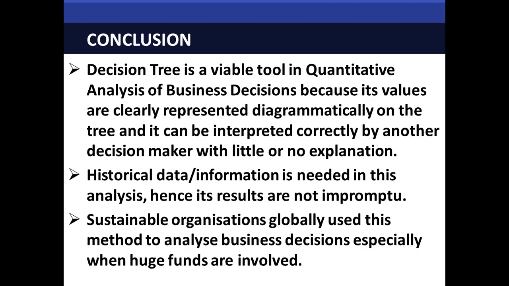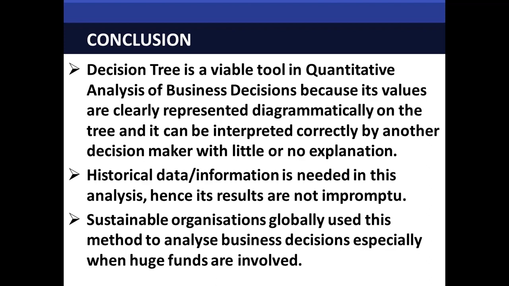Historical data or information is needed in this analysis. Hence, its result is not impromptu. So a decision tree is not what you rush into. You don't rush into a decision tree right now and in 5-10 minutes you're done. No. A decision tree is not what you do impromptu. A decision tree is what you sit down and analyze, because you have to factor in real data. You have to factor in reality, profit, costs, depreciation, profitability, and probabilities of occurrence. A lot is involved in analyzing a decision tree. That is why it is highly used in top decision making.